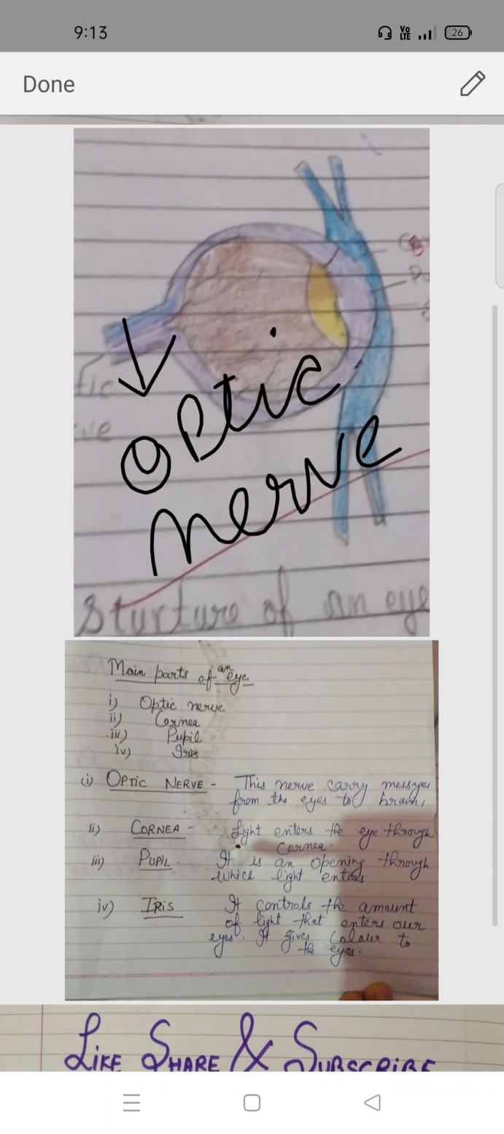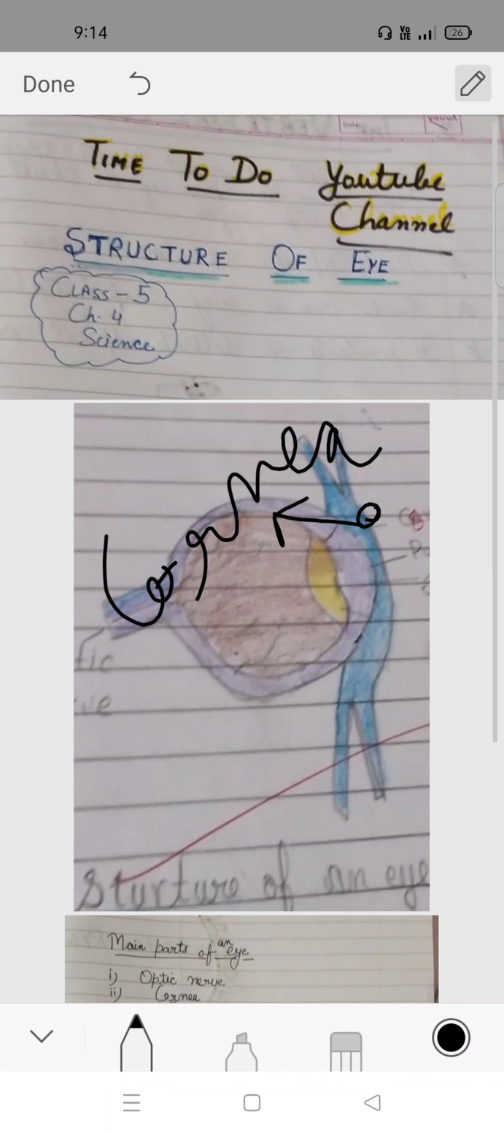Next is the cornea. In the picture, this is the cornea. It serves as a barrier against dirt and germs, and protects from damage. It can recover itself from minor injuries and it will heal minor injuries and wounds itself.